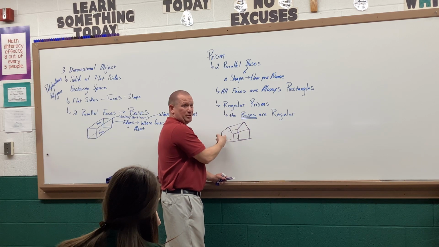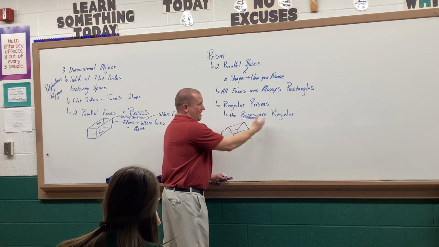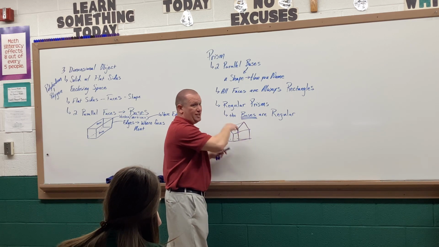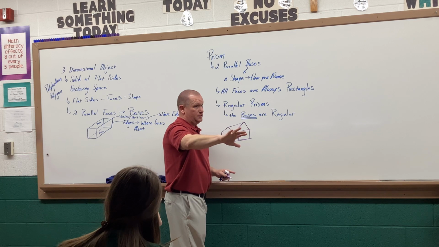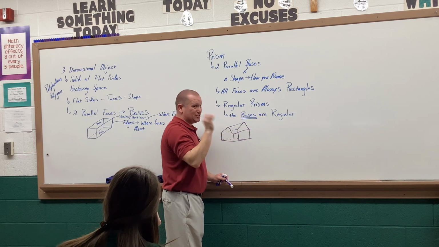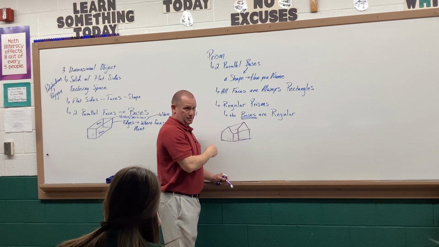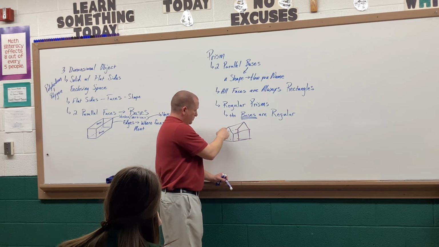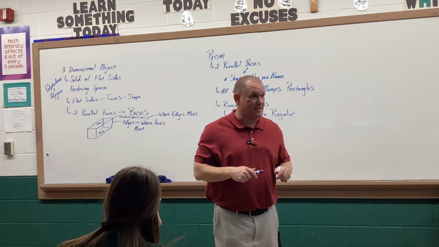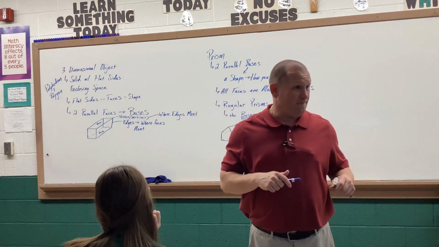Is this a regular pentagon? No. So that's the difference. This is a pentagonal prism. These two are still congruent to each other. They're exactly the same as each other. But in a regular one, all the sides are exactly the same as each other. And by sides, you mean like the roof? Yes, the roof.